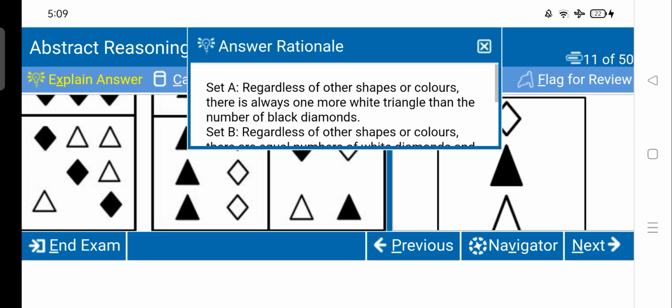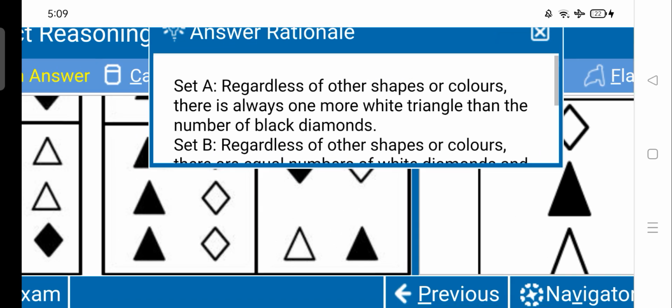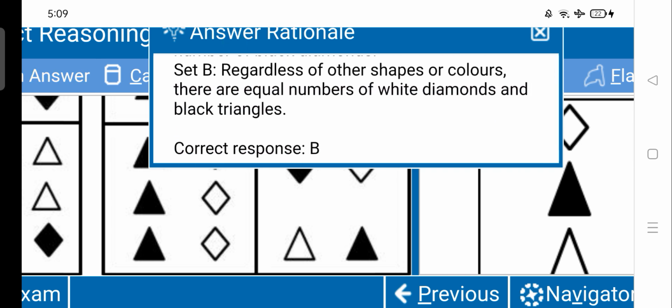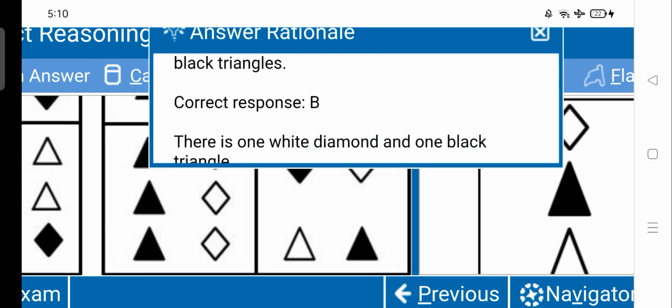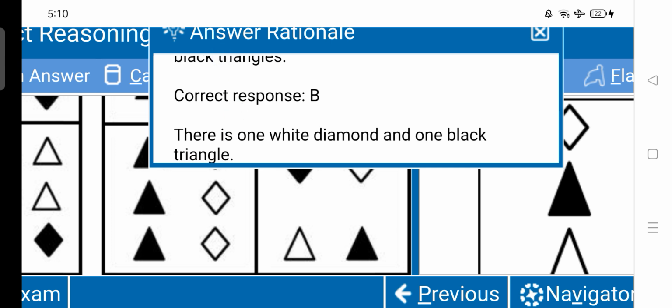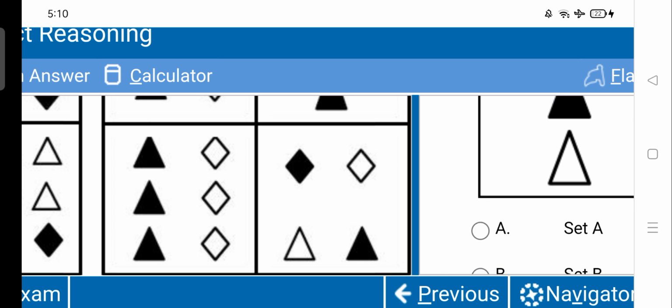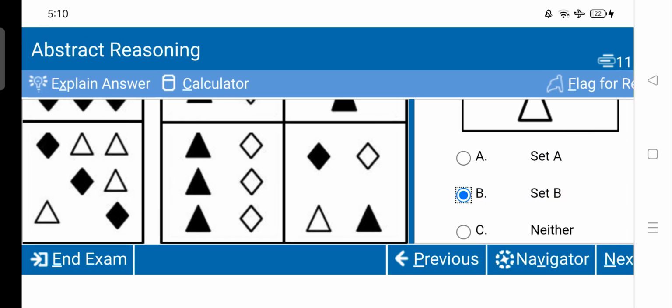So the rules for this are that in set A, regardless of other shapes or colors, there is always one more white triangle than the number of black diamonds. In set B, regardless of other shapes or colors, there is an equal number of white diamonds and black triangles. So the correct response we have is option B, as there is one white diamond and one black triangle. So that's how we can say the correct option is set B.